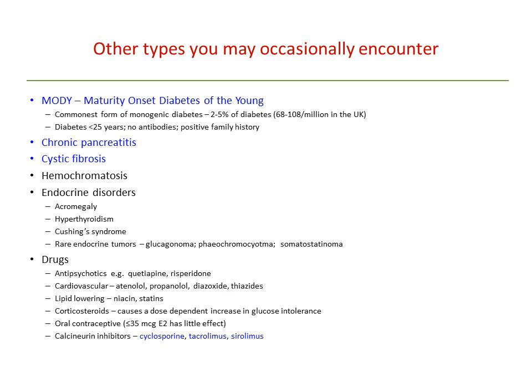Occasionally, you may encounter other forms of diabetes. I have not provided a detailed classification of diabetes, but highlighted some of the important conditions which we encounter in clinical practice. There are certain forms of diabetes which are due to a single gene defect. Maturity onset diabetes of the young, or MODY, is the commonest form of monogenic diabetes and affects 2 to 5% of patients with diabetes. Diabetes usually starts less than 25 years of age with no antibodies and a positive family history. There are different variants of MODY.